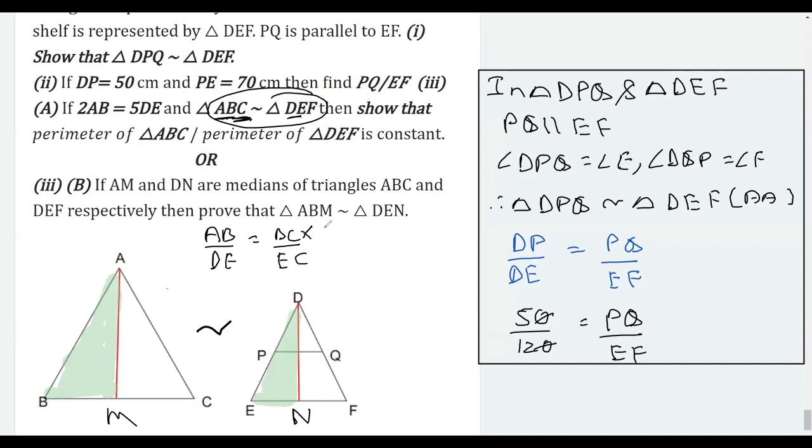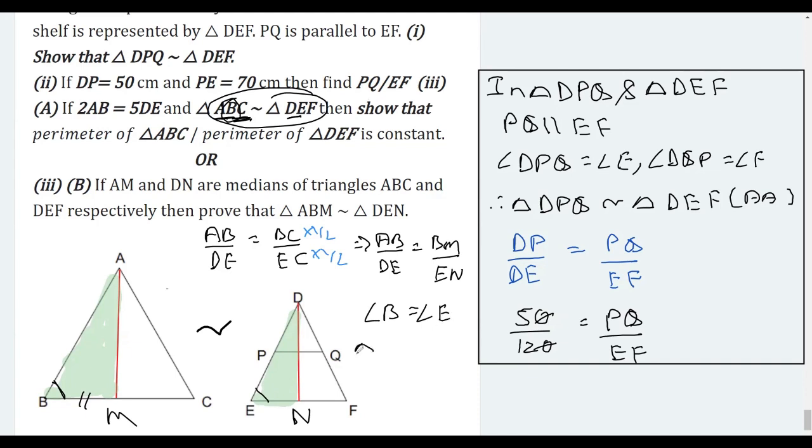Now what I'm doing, I'm multiplying half here. You may do it in the next step, I'll do it here only. So if I multiply half, what you see is that this turns out to be AB over DE is equal to half of BC, which is BM, and half of EF, which is EN. The reason being, N is the midpoint. Moreover, I can write angle B is equal to angle E as these are corresponding angles of similar triangles. So angle B is equal to angle E.